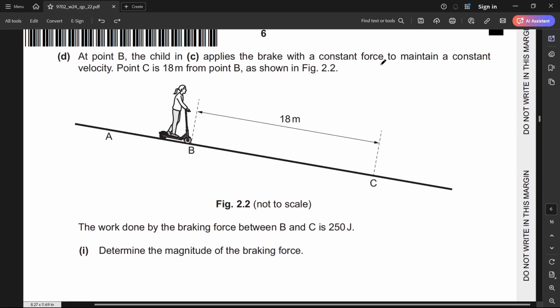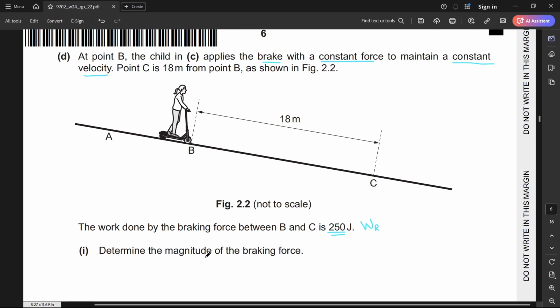And now if we talk about part D, it is given that at point B, the child in the previous part applies the brake with a constant force. And that constant force is going to result in constant velocity for that particular child on the scooter between the journey B to C. The point C is 80 meters away from point B, and that is why this distance is marked for us in the diagram. Now, the work done by the braking force, which is the resistive force for this particular motion, between B to C is coming out to be 250 joules. So 250 joules is nothing but your work done because of the resistive force, that is braking force in this case.